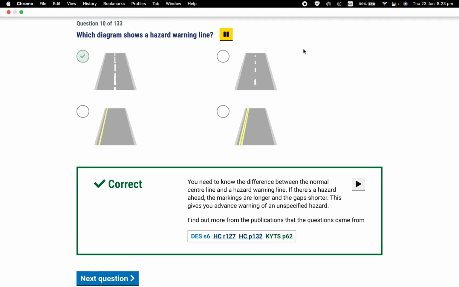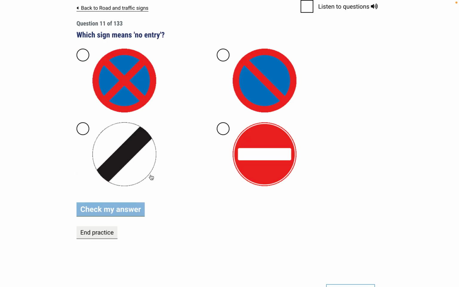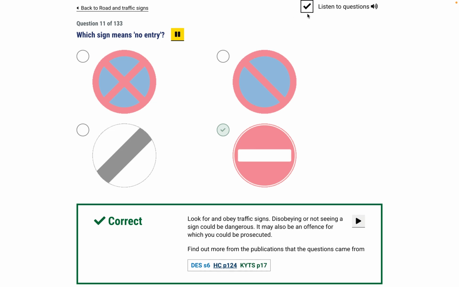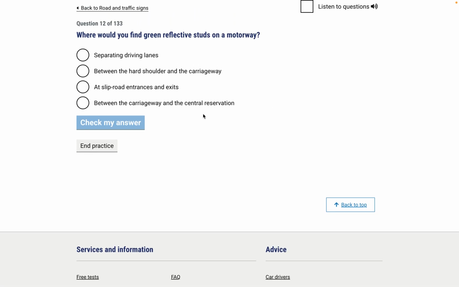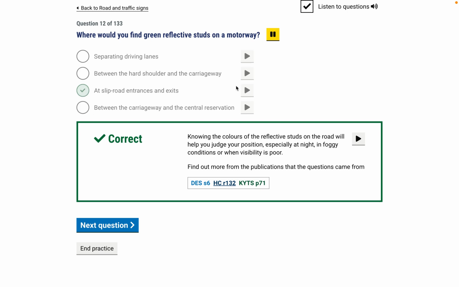Which diagram shows a hazard warning line? Which sign means no entry? Where would you find green reflective studs on a motorway? At slip road entrances and exits.